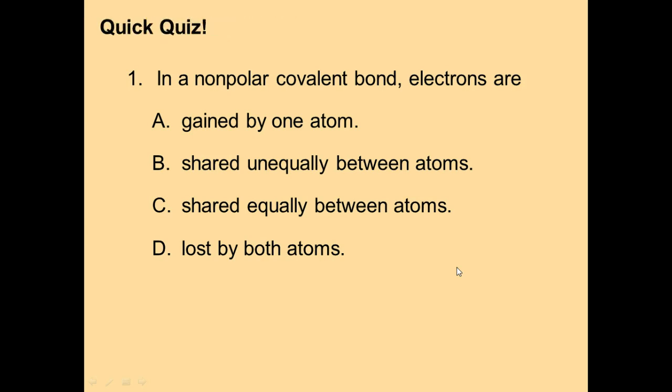And so here's a quick quiz to see what you learned. Question 1: In a nonpolar covalent bond, electrons are blank. A. Gained by one atom. B. Shared unequally between atoms. C. Shared equally between atoms. Or D. Lost by both atoms.